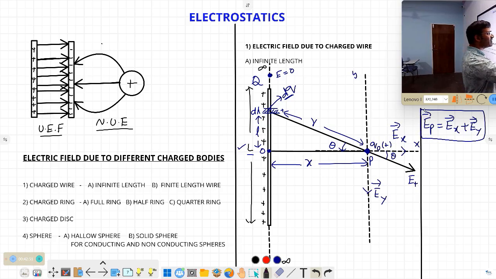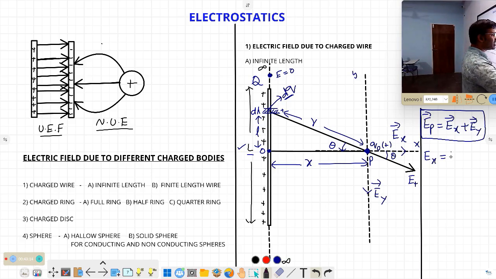Now what is the electric field along the x-axis? First you have to calculate. What is the electric field along the y-axis? You have to calculate like that. Now in this case, before proceeding into this, first we will go for the formulas, then after we'll go for the derivation of this one. Now if you write the formulas for Ex, what is the Ex formula?